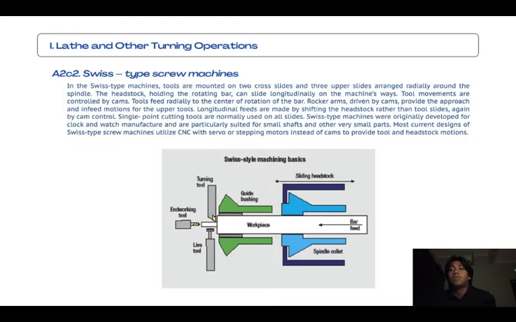Swiss machines were originally developed for clock and watch manufacture and are particularly suited for small shafts and other very small parts. Most current designs of Swiss-type screw machines utilize CNC with servo or stepping motors instead of cams to provide tool and headstock motions.